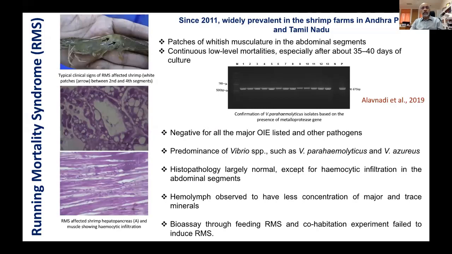another chronic disease problem, running mortality syndrome. This has been impacting especially the Indian shrimp aquaculture for ages. And people have been looking at various pathologies and pathogens associated with it. One of the pathogens they have identified was Vibrio parahaemolyticus, which is actually a causative agent of EMS or AHPND. And you can see the histological features and other features have been described. However, nobody is able to tell conclusively that this is the pathogen which leads to running mortality.